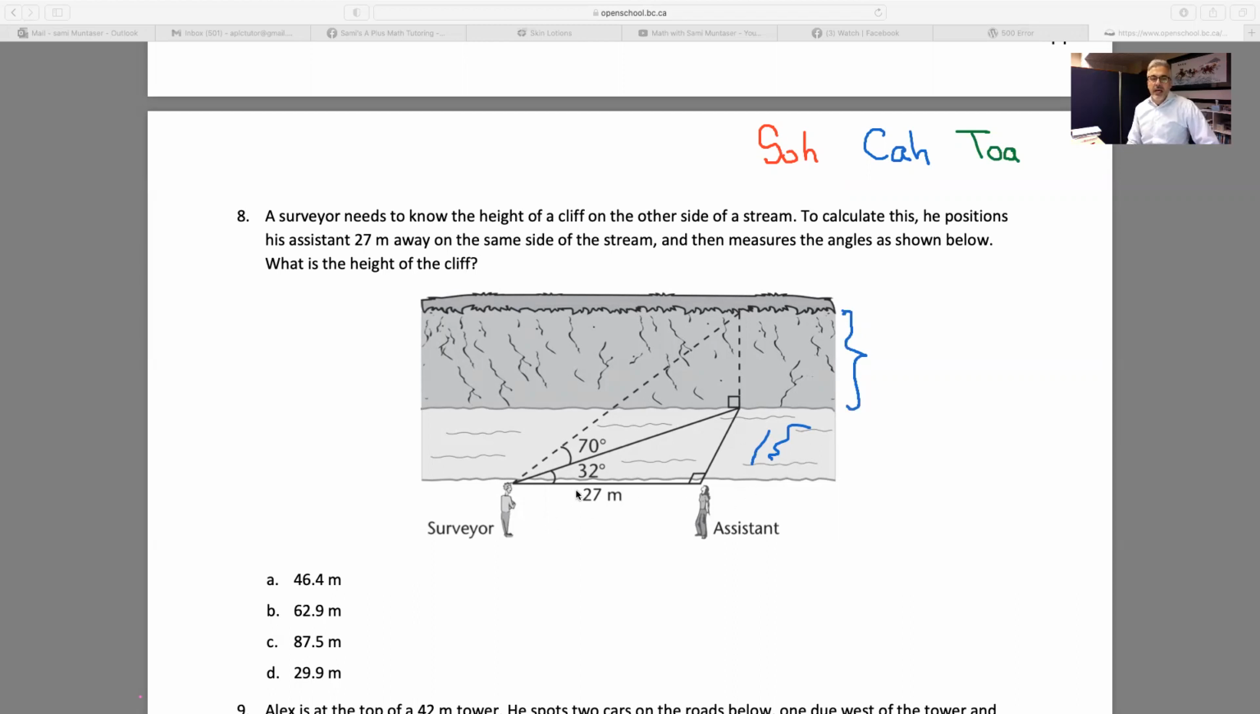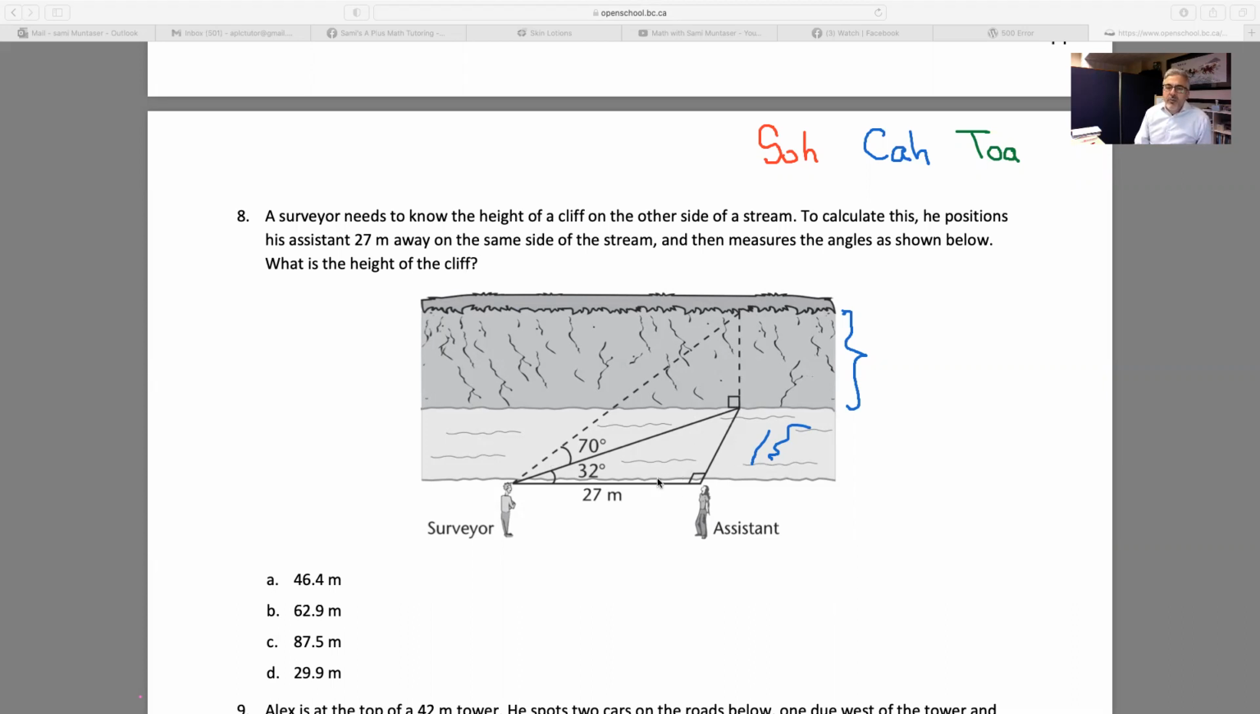So he did some measurements, and he put an assistant right across, and the distance between the surveyor and the assistant was 27. Also, he measured the angles between his vision and the assistant's vision to the edge of the cliff to be 32 degrees. And then he measured the angle from this line here to the top of the cliff, and it was 70 degrees. So he wants to use this information to find out the height of the cliff.